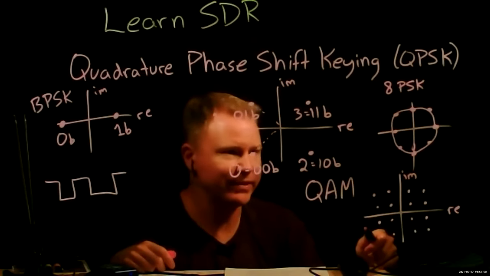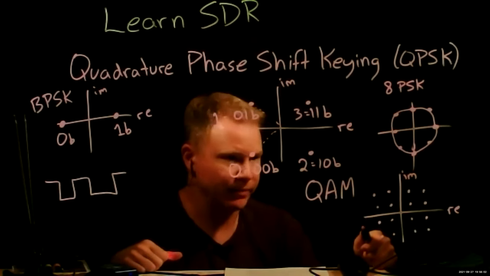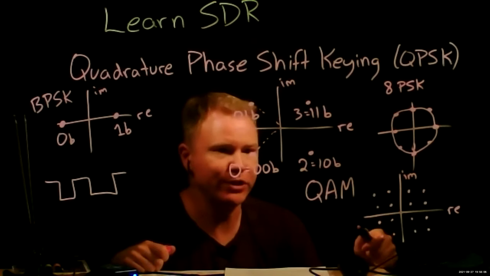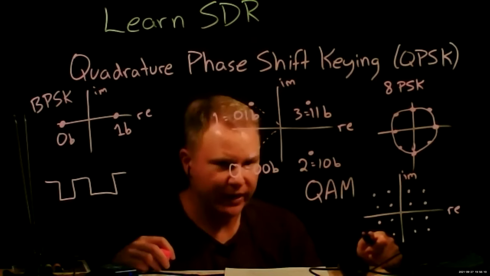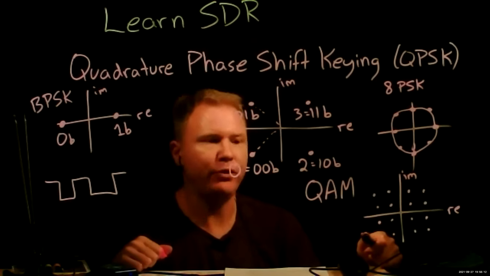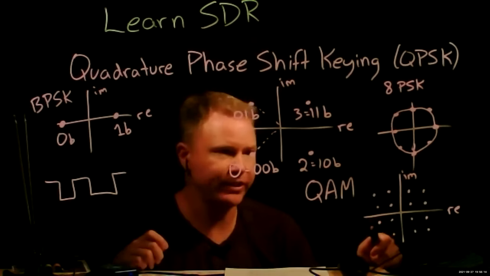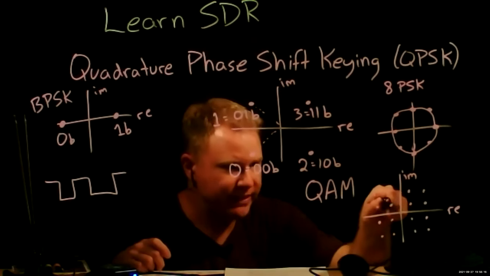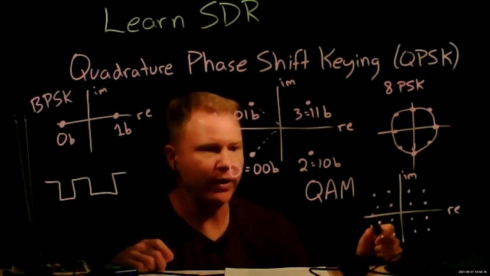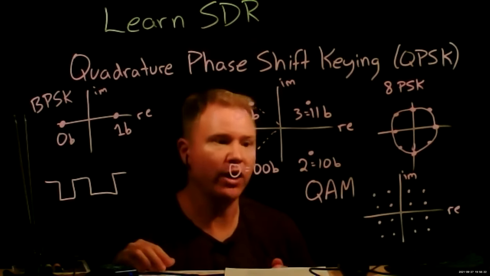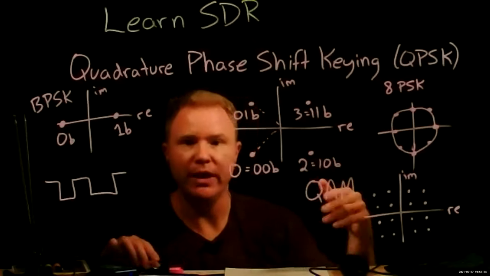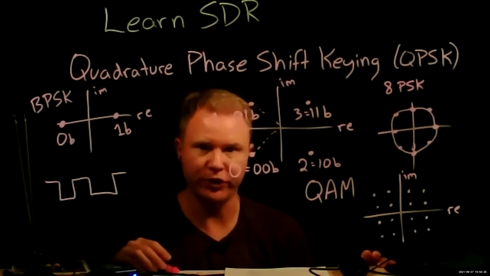256 QAM is something that some cable modems use, where there are 256 options per symbol. And the thing limiting you, again, like the amplitude shift keying, is how noisy your signal is. So whether you can really distinguish this point from that point in the presence of noise. And we'll talk about that when we actually implement the more real version of this.